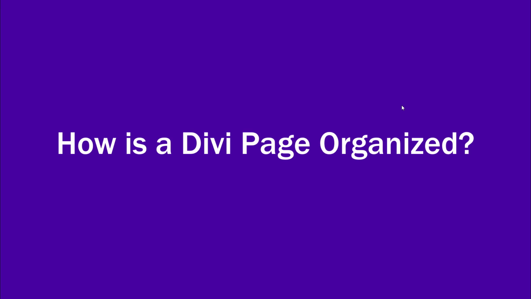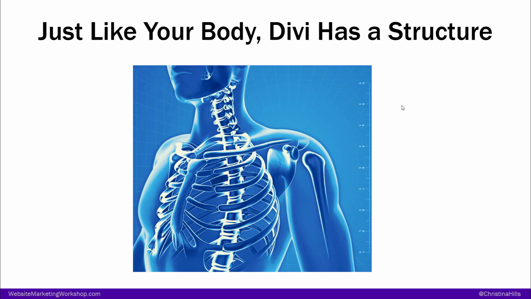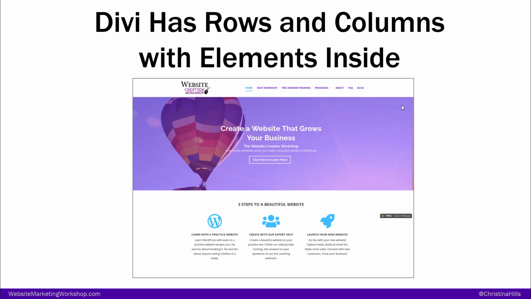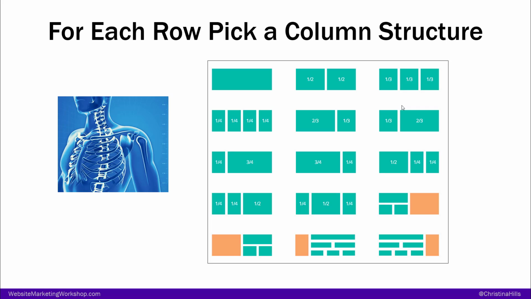All right, so how is a Divi page organized? Just like your body, Divi has a structure. And once you understand this structure, everything kind of falls into place. So Divi has rows and columns with elements inside. For each row, and I'm going to keep showing more images because images always help explain things.